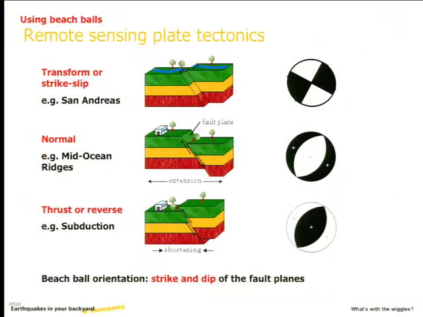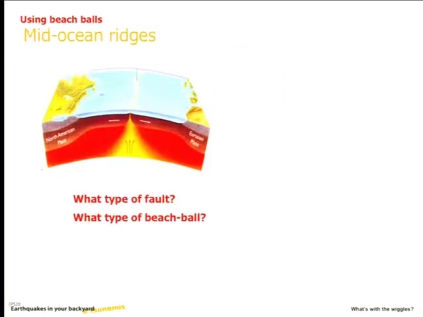They have beach balls that look like this. Normal environments, normal faulting, such as mid-ocean ridges, they have beach balls like this. And then reverse and thrust type faulting, subduction zones, have beach balls like this. Okay, and so the orientation of the beach ball is telling us about the strike and the dip of the faults, as well as whether it's a compression, an extension, or a translational diagram.